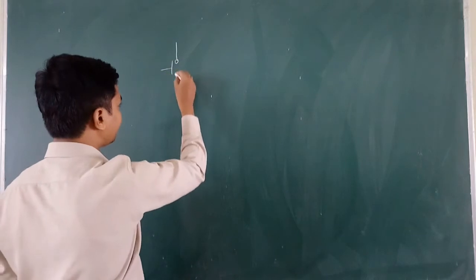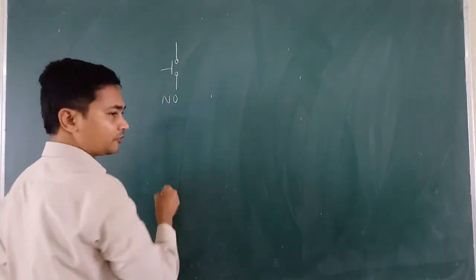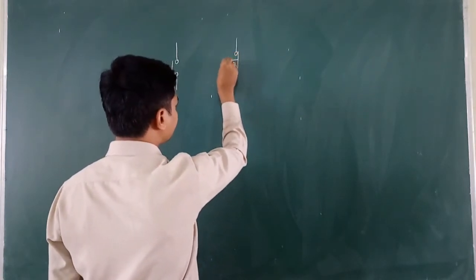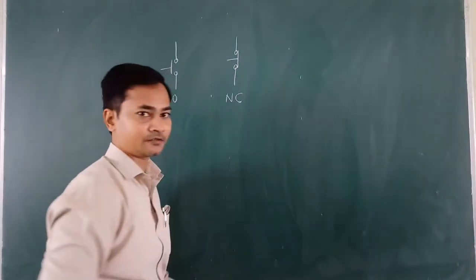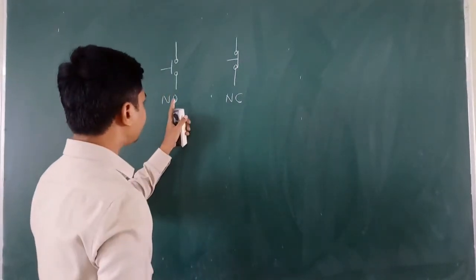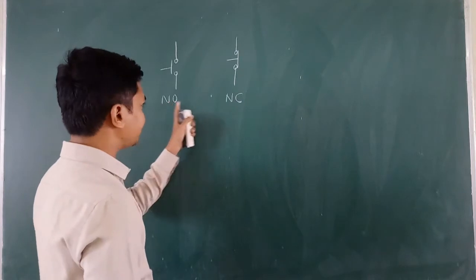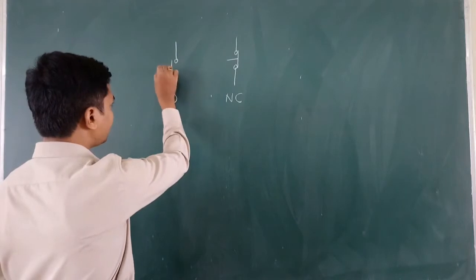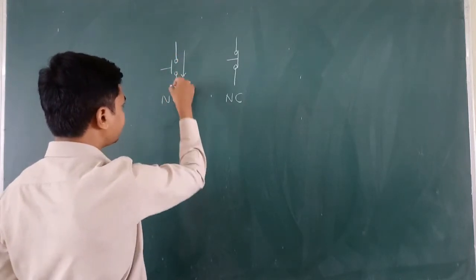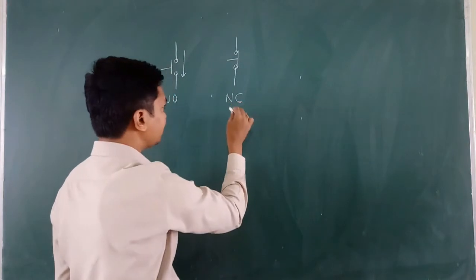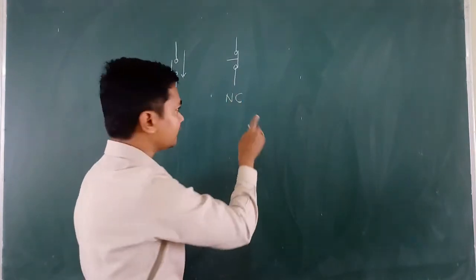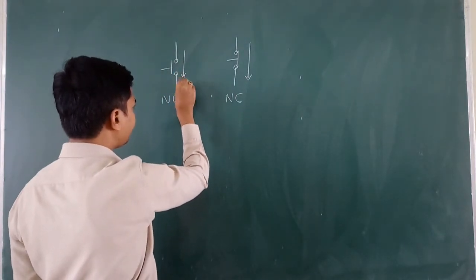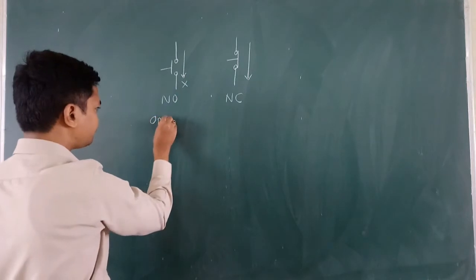So this is called a normally open switch and this is called a normally closed switch. First of all, try to understand what is meant by a normally open switch and a normally closed switch. Normally open switch means whenever the switch is open the current cannot flow through this switch, but in a normally closed switch, whenever the switch is not pressed the current will flow through the switch. So in a normally open switch the current cannot flow when the switch is open.